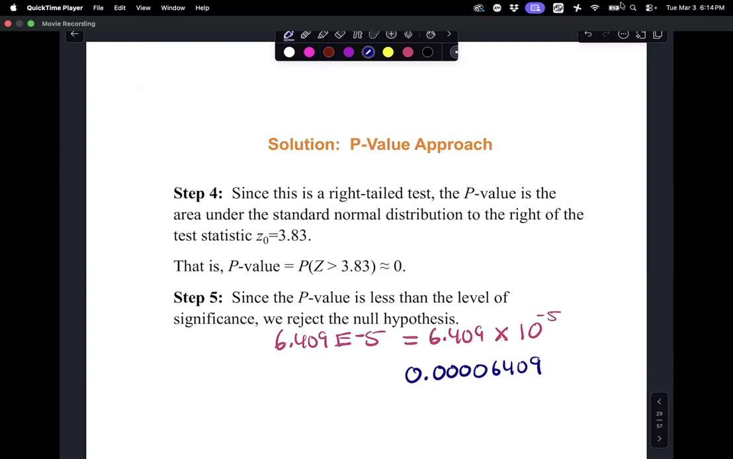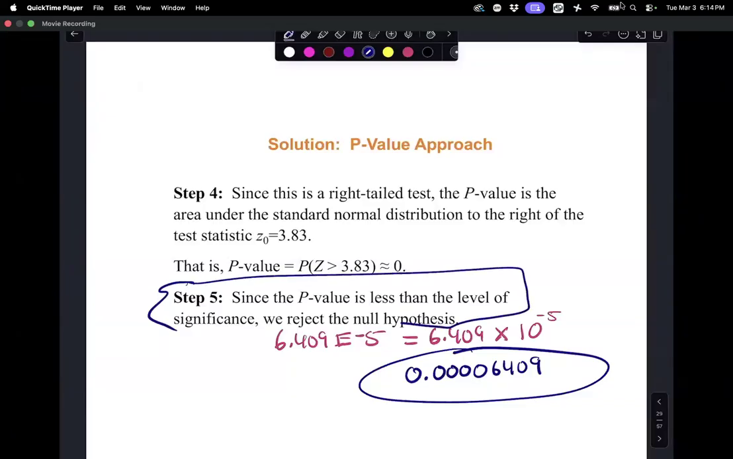This number right here is smaller than our alpha of 0.05. Therefore, we can reject the null hypothesis. This right here would be the wording that you can use for your conclusion if you are using p-values. The p-value is less than the level of significance, so we reject the null hypothesis. Those are the words that you can use. That's very, very simple. Feel free to type that. So that would lead us to rejecting it.